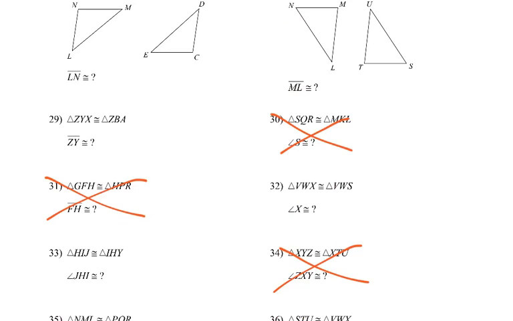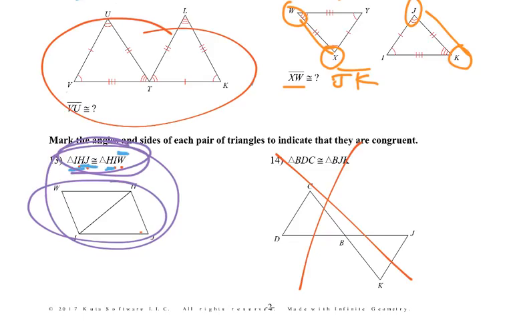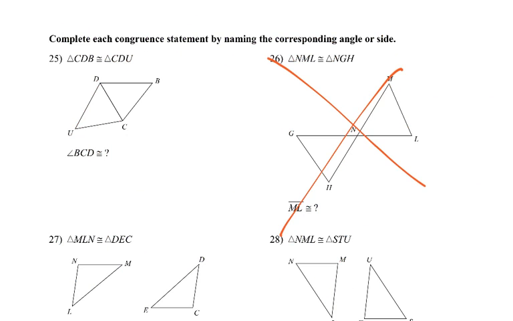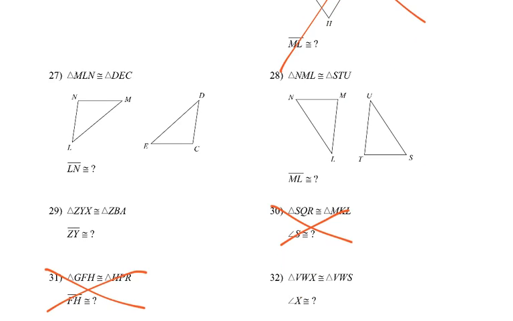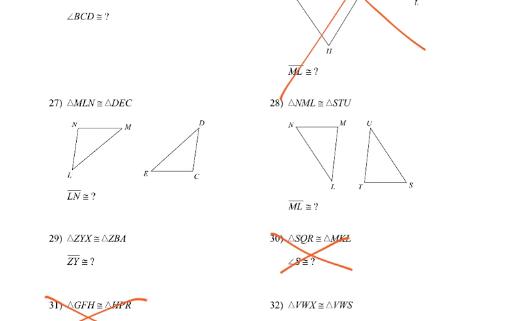Alright, now on the last one here, we are once again matching up just like we did at the beginning here. Difference is we aren't given all the tick marks, and then eventually we get rid of even the triangle, so we're just dealing with the names. So we're just looking at the order essentially.